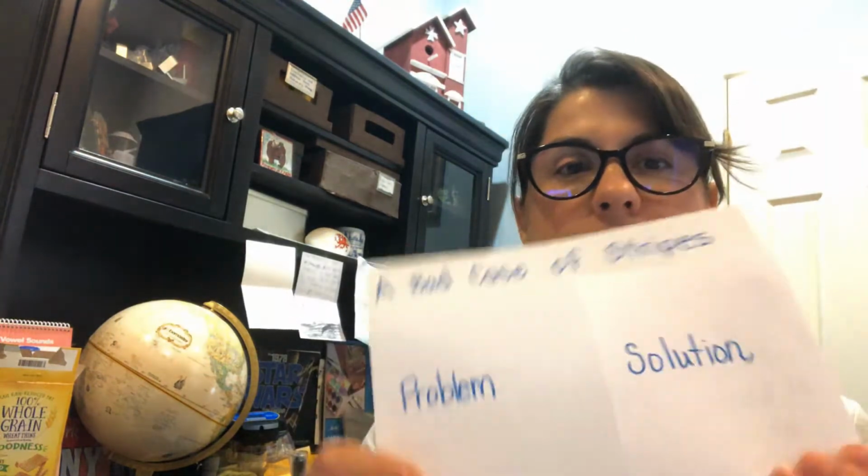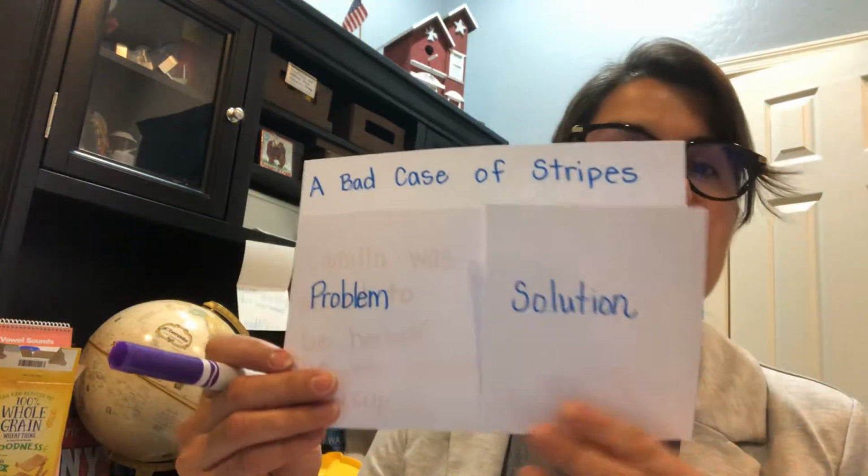Hi you guys, so now you've listened to two different read-alouds of the book A Bad Case of Stripes. So what our activity is today is to look at a couple of the story elements and make a little flap book. This is what our flap book is going to look like.